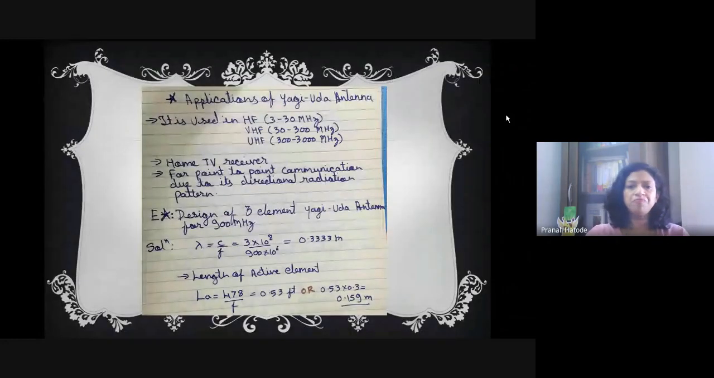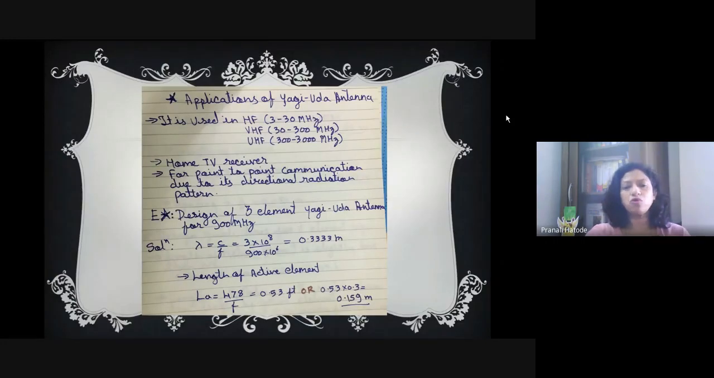Now let us see an example. I have just taken one example of the design of a 3-element Yagi antenna for 900 megahertz. Obviously, first you should find lambda. Lambda is equal to C by F. So lambda comes out to be 0.333 meters. Then you can find the length of the active element by the formula which I have given you earlier. You can memorize any one formula. Say suppose 478 by F in feet, you find it out, and if you multiply it by 0.3, you can get the answer in meters also.